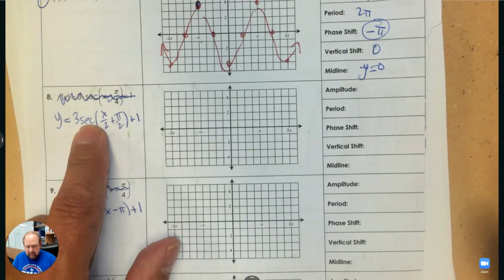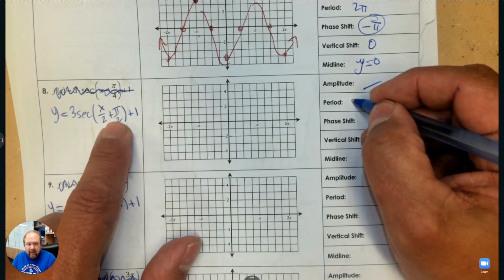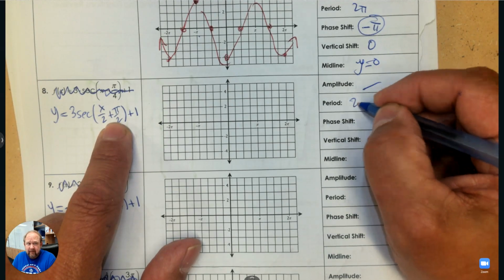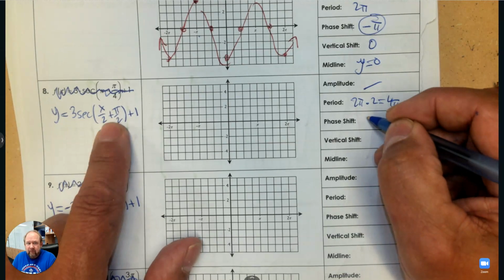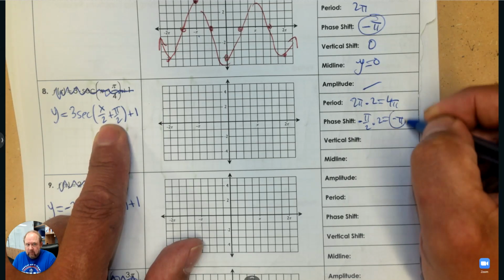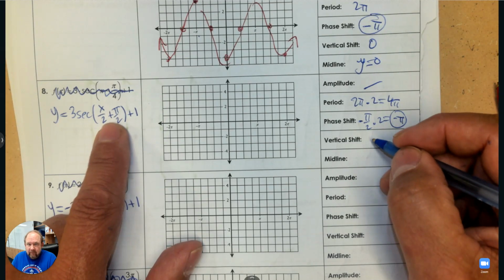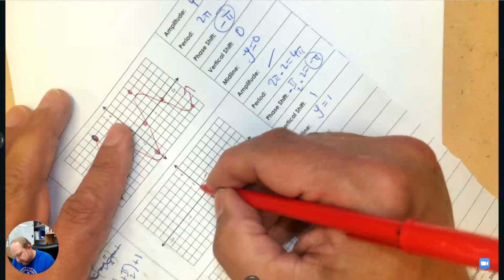All right, I changed this one to make sure you have the new equation here. There's no amplitude. The period is 2 pi divided by 1/2, or times 2, which is 4 pi. The phase shift's negative pi over 2 times 2 again, and that's negative pi. That's where we're going to start. Vertical shift's 1, so that's the midline. So we're going to draw a line at 1.